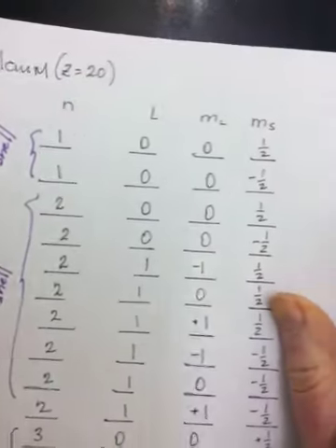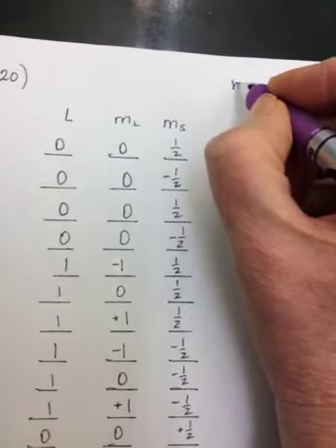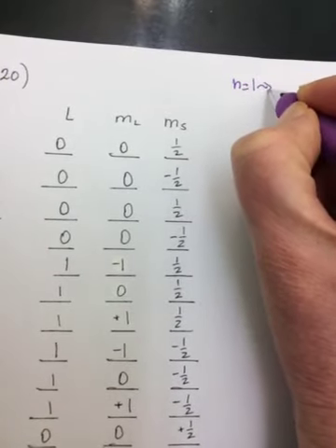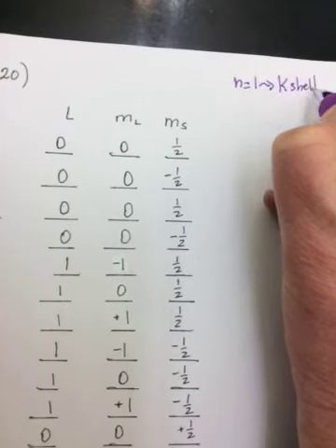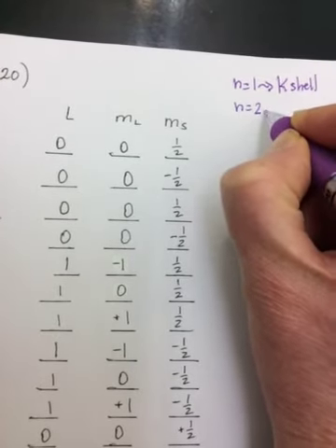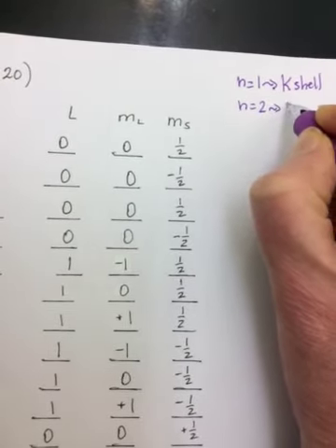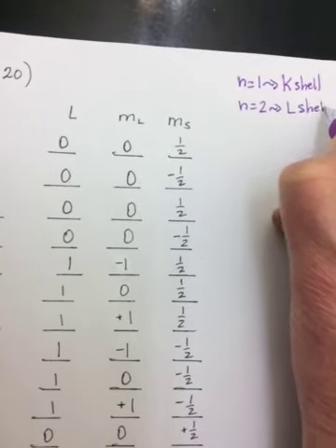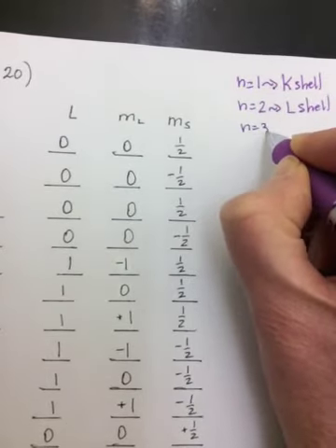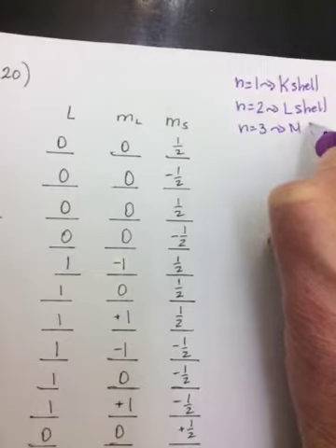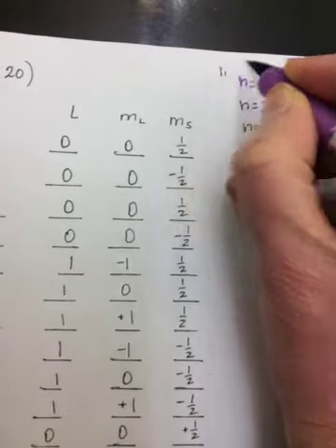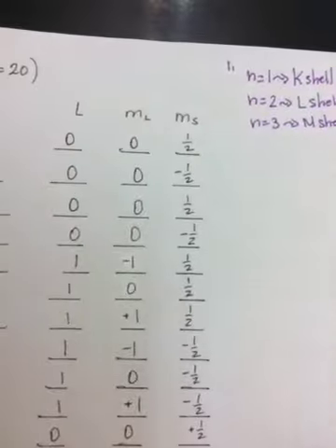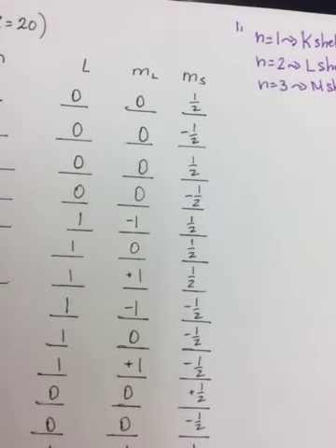And then they said, well, let's letter them. Let's say when n equals 1, that shell is called the K shell. And when n equals 2, that shell is called the L shell. And when n equals 3, that shell will be called the M shell, etc. Okay, so that was what they thought at first. So calling them shells, and then they decided to put letters where the numbers were.